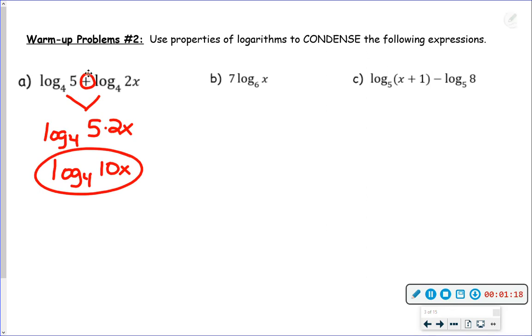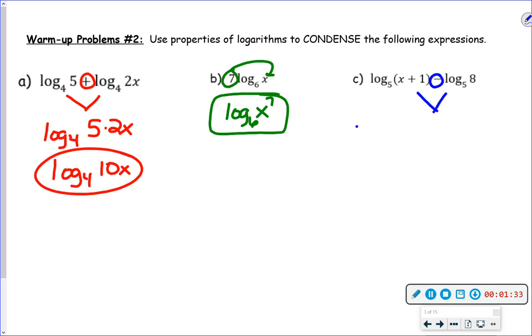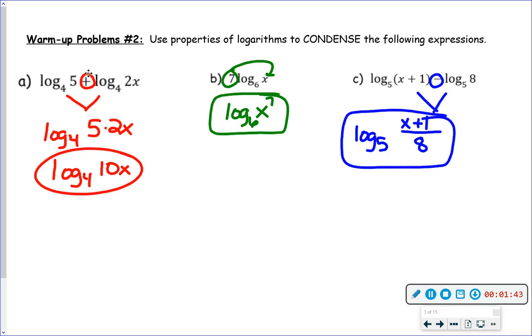Same thing, condensing, we want it to be log of something. We need the 7 to be moved. That, of course, really becomes an exponent. Easy enough. And the last one, two logs subtracted, condensed down to one log divided. And of course, we're going to use our fraction bar to represent division. So our first argument over the second argument. So just a little quick review of some of the properties.